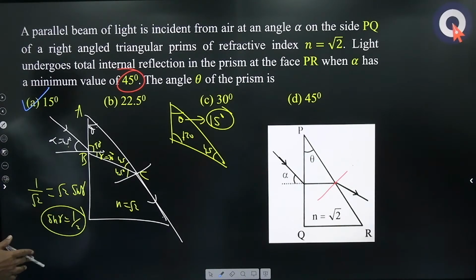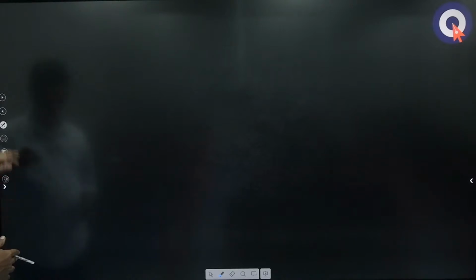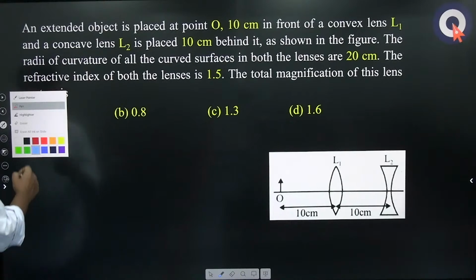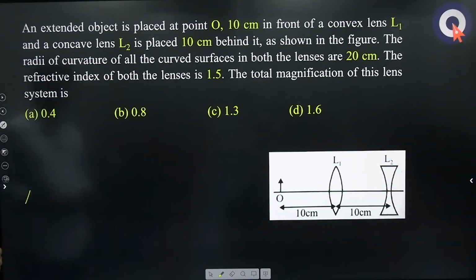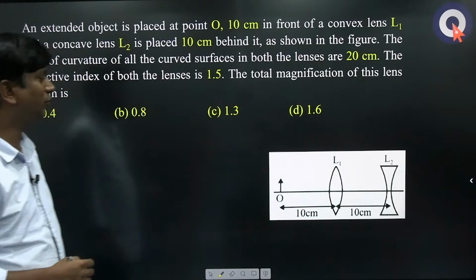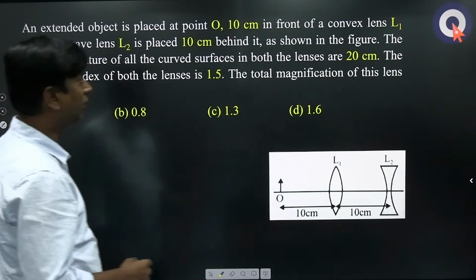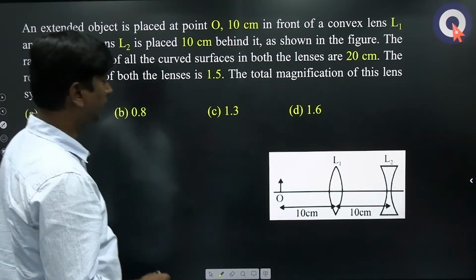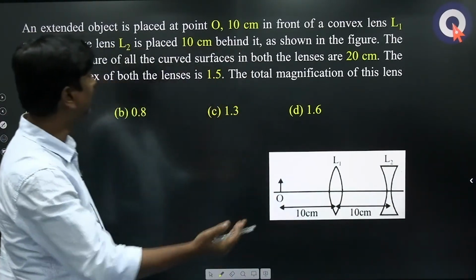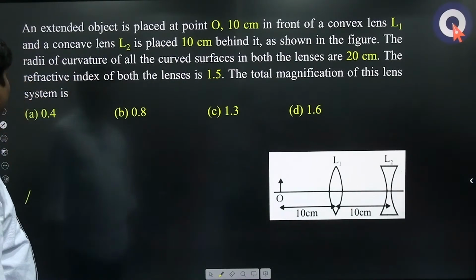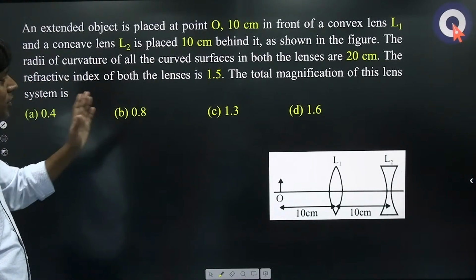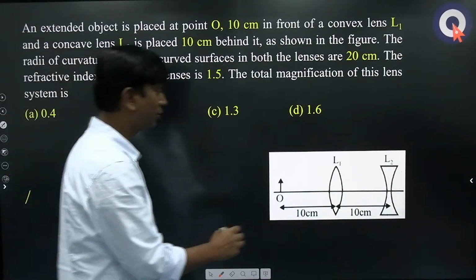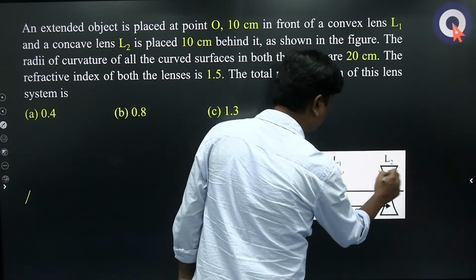This is again a prism question only. You have a combination. An extended object is placed at a point O, 10 centimeters in front of a convex lens L1, and a concave lens L2 is placed 10 centimeters behind it as shown in the figure. The radius of curvature of all the curved surfaces is 20. So this is also 20, this is also 20, this is also 20.